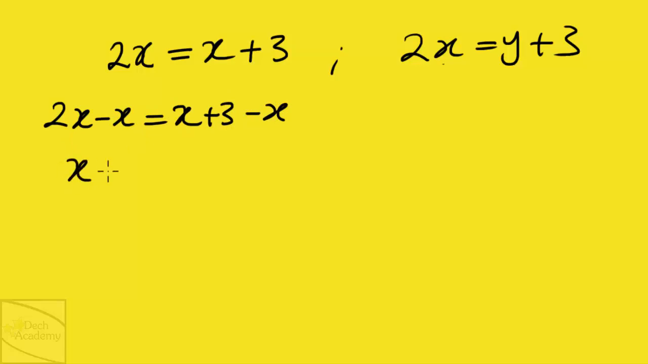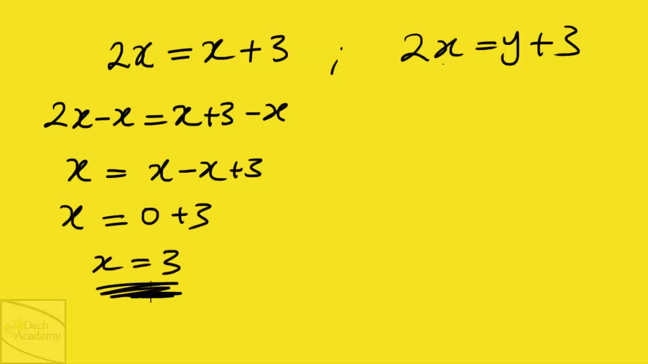Simplifying, the left hand side gives x. The right hand side can be rearranged as x minus x plus 3. So I'm just swapping the position of 3 and minus x, which gives x equals 0 plus 3, which gives x is 3. So what this means is that when x is 3, this equation is satisfied.